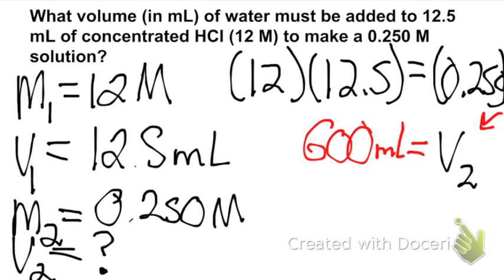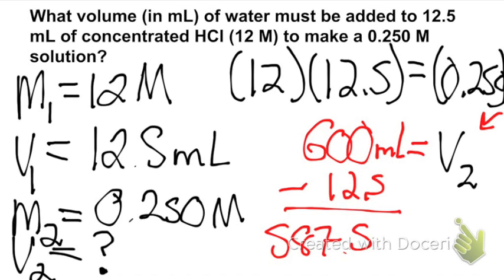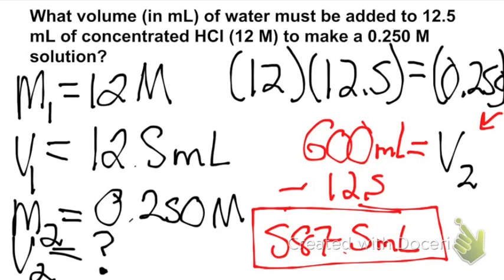But this is another one like the practice problem in the notes. We want to know how much has to be added to the already 12.5 milliliters. Right, so if we start out with 12.5 milliliters and we want our total volume to end up being 600, we're going to subtract. So 600 minus 12.5, we have to add 587.5 milliliters. That's a lot of water. It is, but we want it to be a lot diluted.